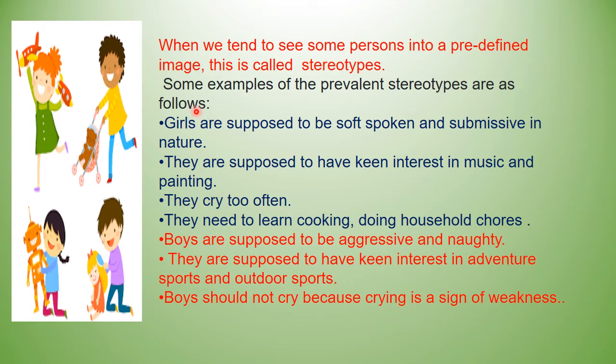it is called stereotype. Now some examples of prevalent stereotypes are, I'll talk about boys and girls only, that girls should be soft spoken and submissive in nature. Now this is changing a little, but still all whatever we are going to discuss is changing a little, but they are still very much prevalent in our society, especially in villages and small towns. In urban areas also they are there. We are still facing this.